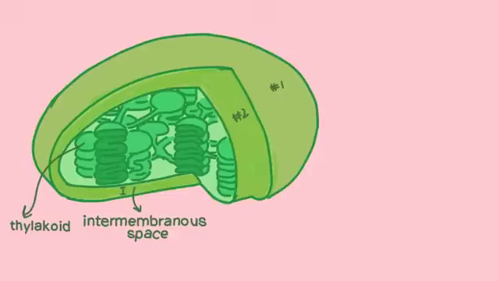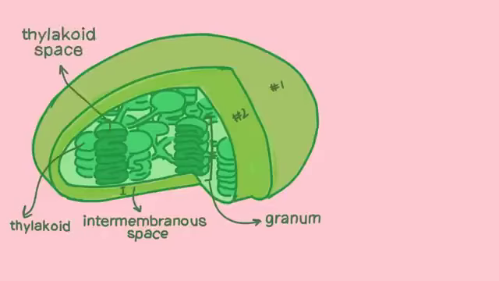Thylakoids can sometimes be arranged in stacks called grana, and they also have a space inside them called the thylakoid space. The rest of the inside of the chloroplast is called the stroma. This is where the second part of the photosynthesis reaction takes place. And what's interesting is chloroplasts have their own ribosomes and DNA, which are located in the stroma. And that's all you need to know about chloroplasts.